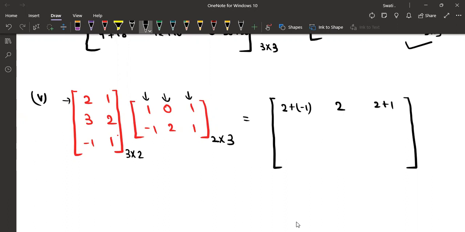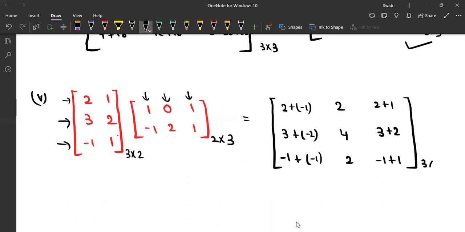Next is second row, first column, that means 3 times 1 is 3, 2 times minus 1 is negative 2. Next is second row, second column, 3 times 0, no need to write down, 2 times 2 is 4. Next is 3 times 1 is 3, 2 times 1 is 2. Next, third row, first column, so minus 1 times 1 is minus 1, plus, write down plus sign first, 1 times minus 1 is minus 1. Next, we have minus 1 times 0, that is going to be 0 only, and 1 times 2 is 2. Next is minus 1 times 1, that is minus 1, and 1 times 1 is 1.